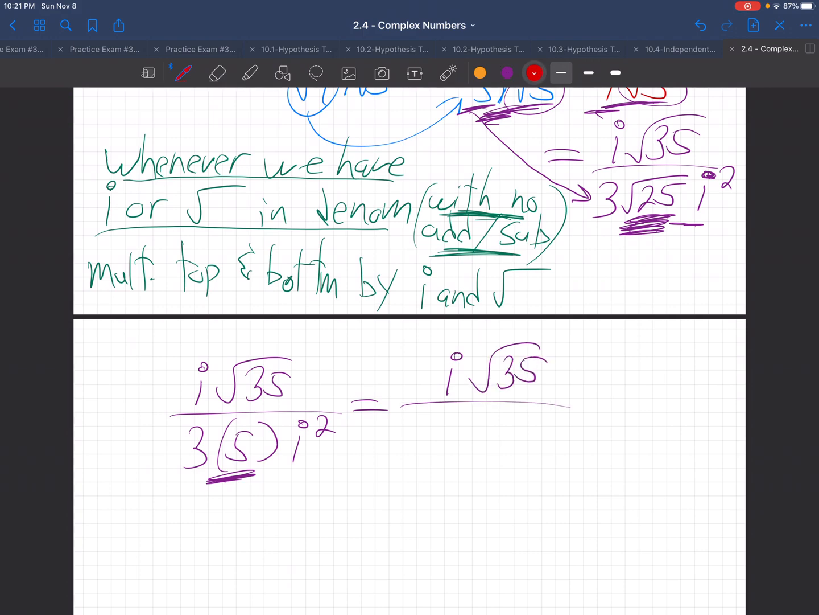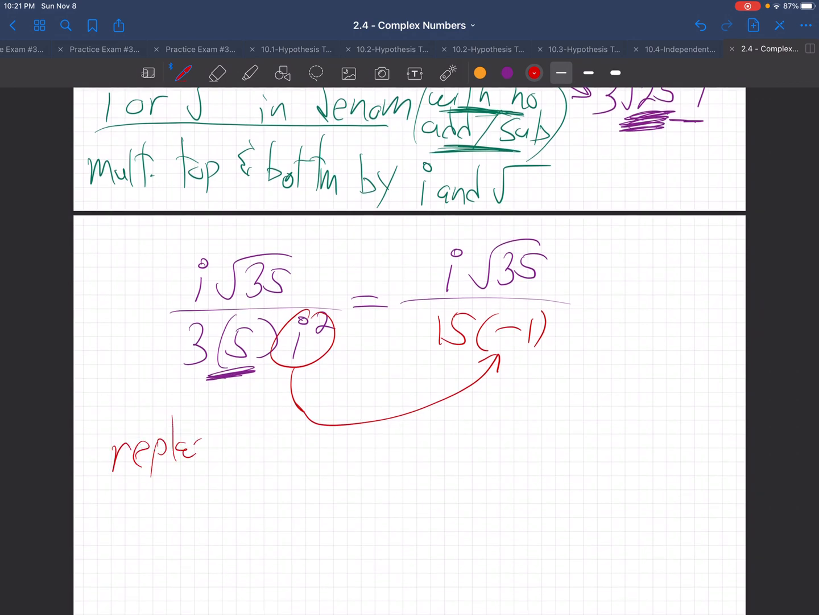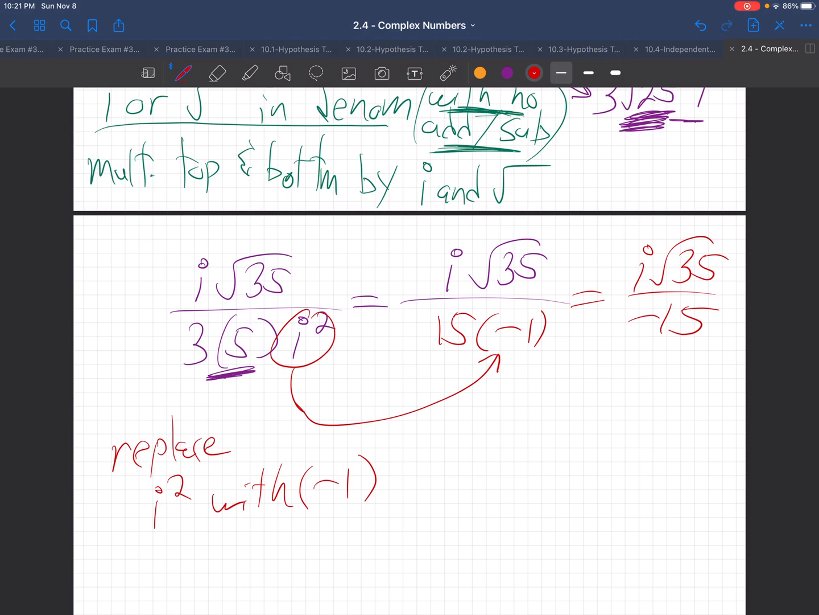What's i squared? Do you remember what we do with i squared? That's negative 1. So it's 15 times negative 1. Let me make that more clear. That went right there. Right? You always replace i squared with negative 1. That's what we always do. And so that becomes i root 35 over negative 15. And that's a great answer right there.